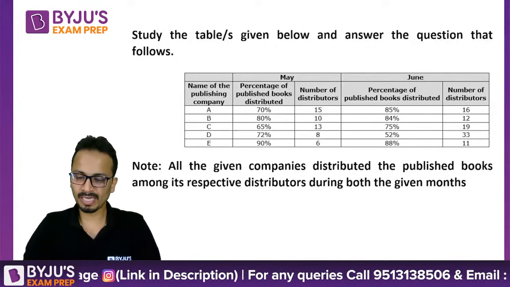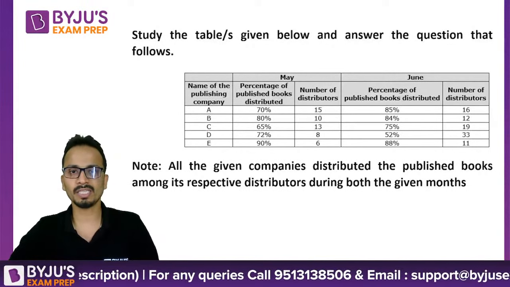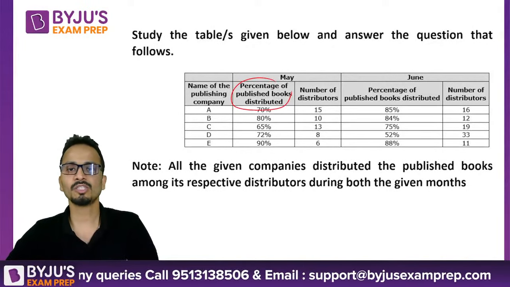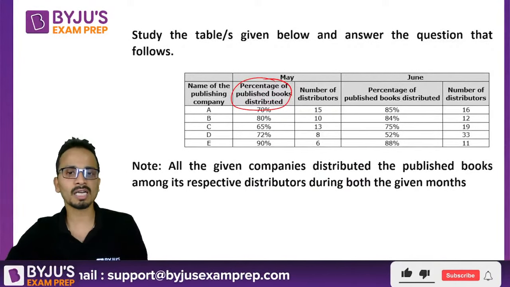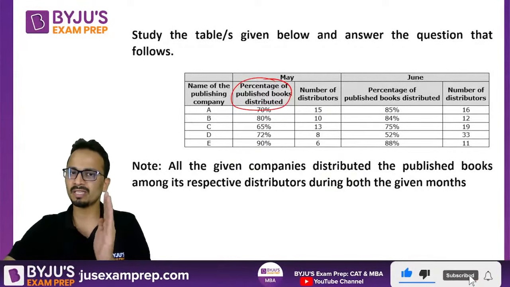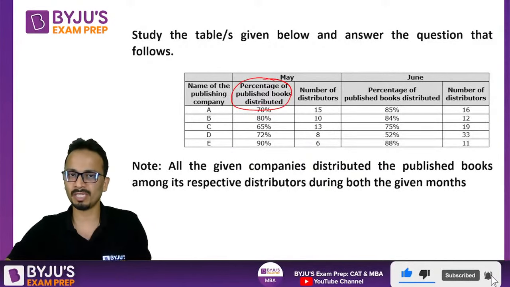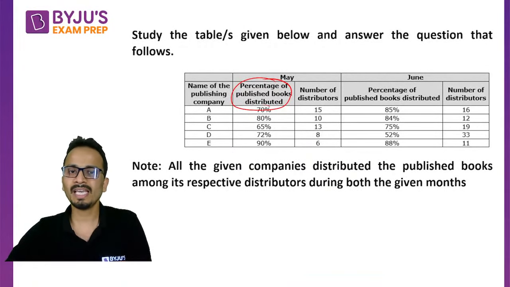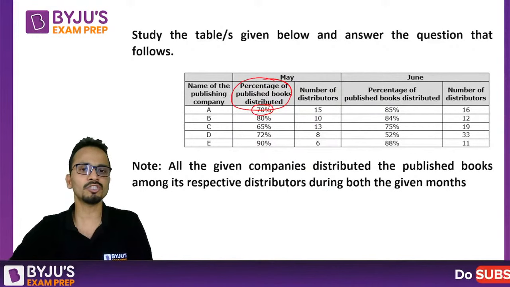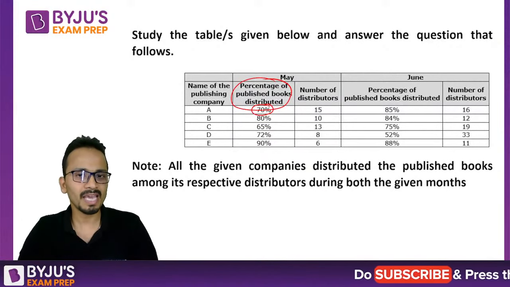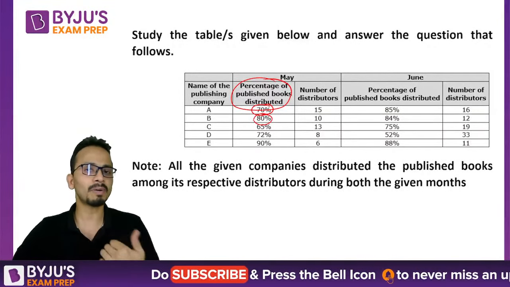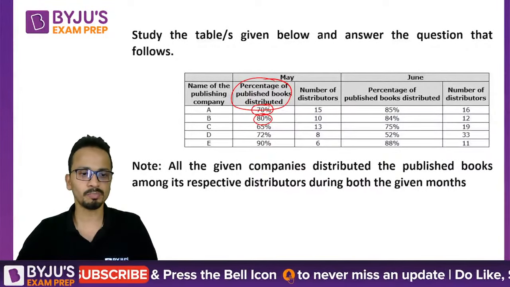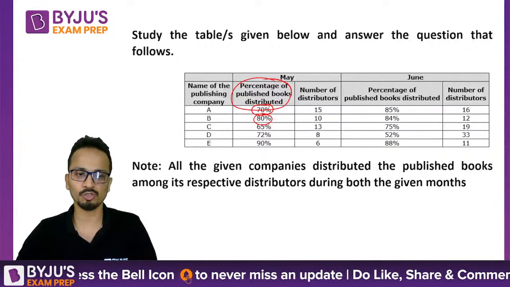Now you have to be a little more careful with this particular portion. This says the percentage of published books which are distributed. So that means there must be some books which will be published, out of which in May 70% of A will be distributed. Similarly for B, 80% of the published books will be distributed. So be careful with the data that is given to all of you.